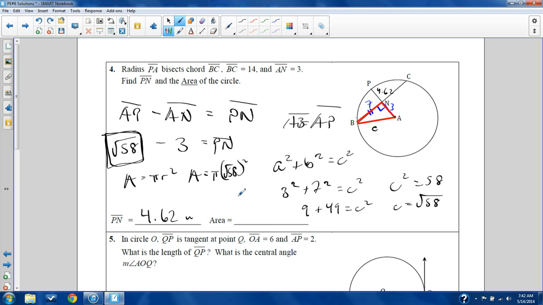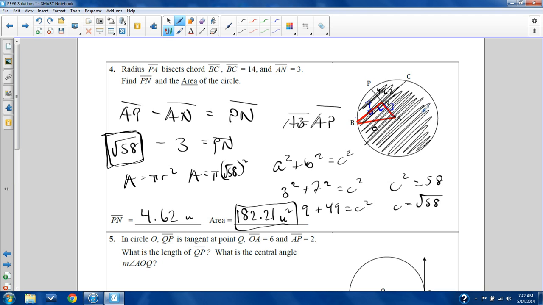You use your calculator, punch it in, round to 2 decimal places, you get area is 182.21 square units. Okay, so that's the area of the entire circle right there. All of that good stuff right there is 182.21 square units.